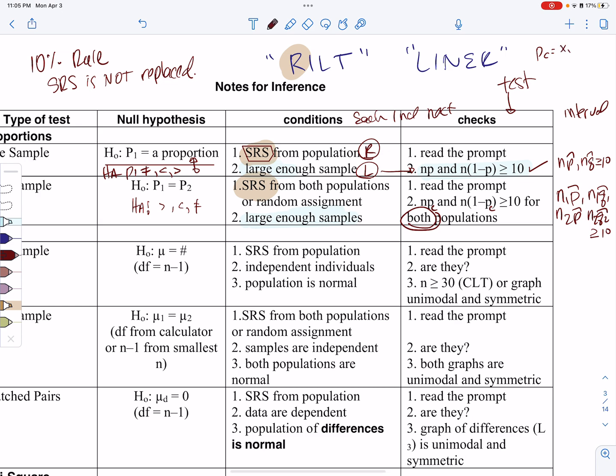Is x1 plus x1. Yes, x1 plus x2 over n1 plus n2. So that's your pooled. Now, your calculator gives you that pooled number. It doesn't say PC, it just says P. So it gives it directly to you. And you don't have to write the symbol as long as you write the number.